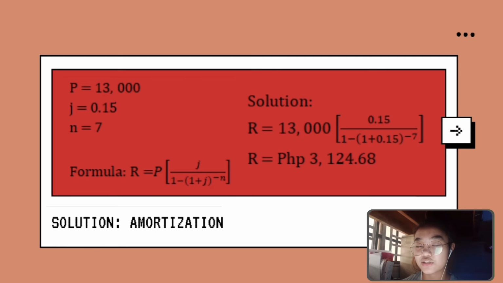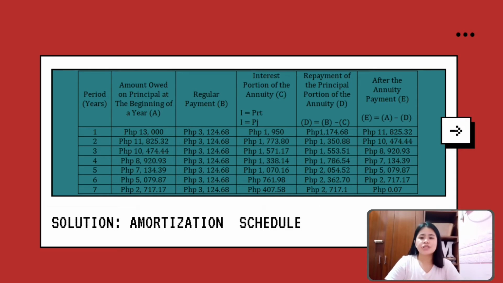Our principal amount is 13,000, interest rate is 0.15, and number of years is 7. The formula to be used is R equals Pi over 1 minus quantity of 1 plus i raised to n. Substituting the values, we will have 13,000 times 0.15 over 1 minus quantity of 1 plus 0.15 raised to 7. Calculating, the amortization will be 3,124.68 pesos. For the amortization schedule, we have to consider years 1 to 7 in order to know the amount of money to be paid.